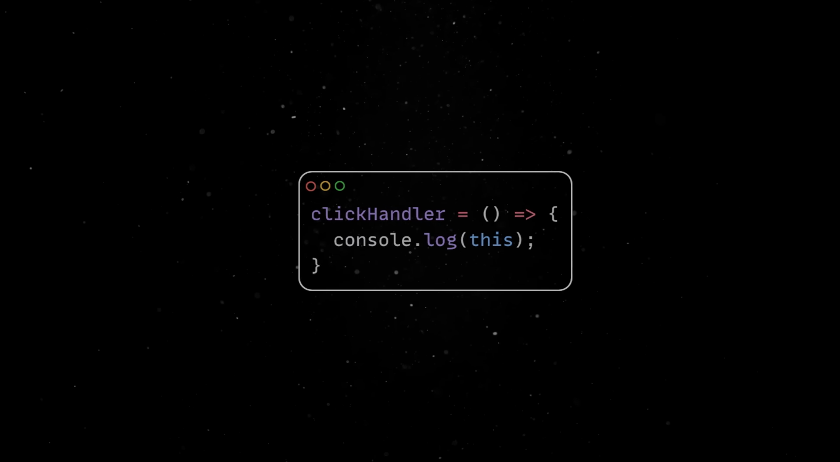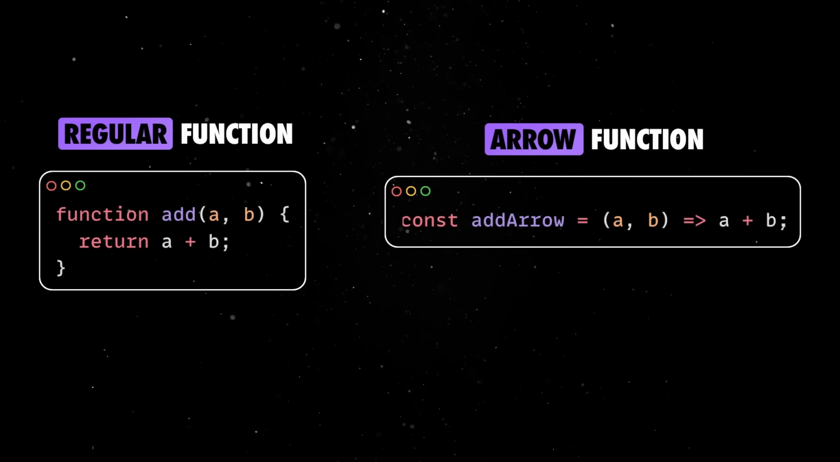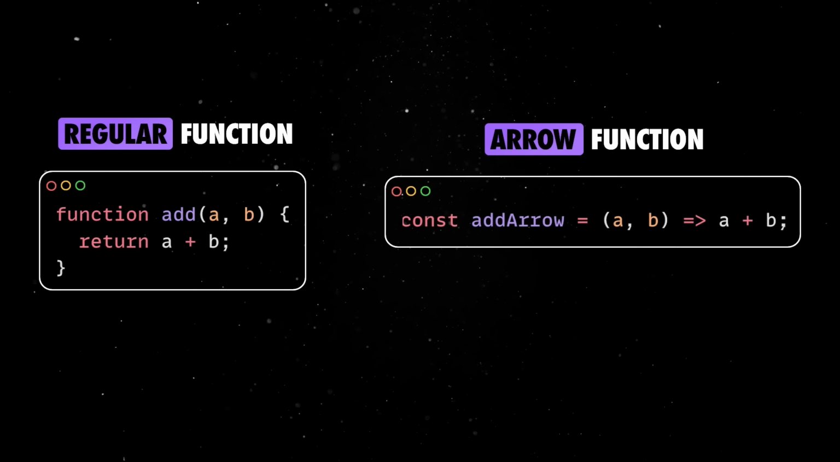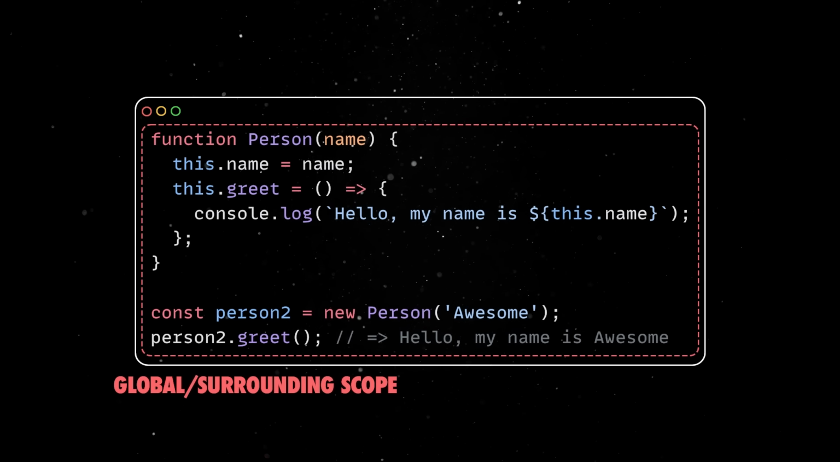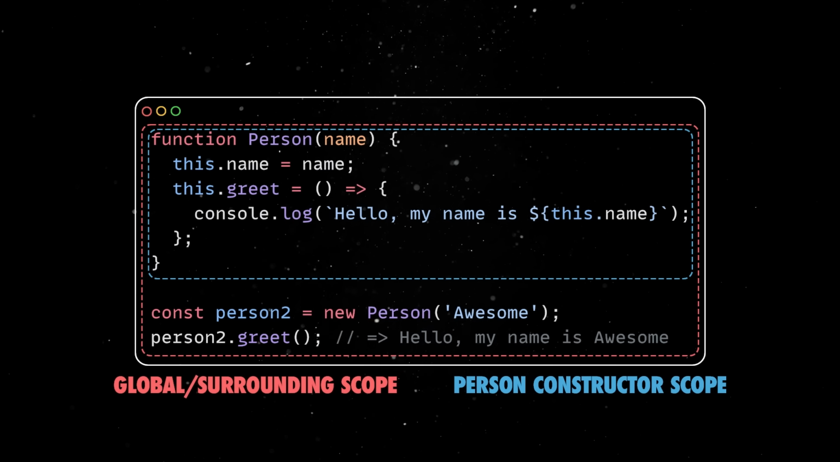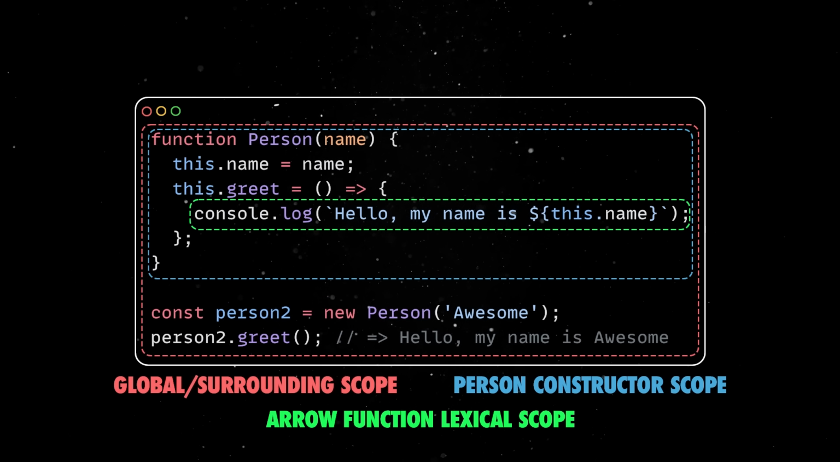Arrow functions were introduced in ES6 to make function syntax more concise and to fix some of the confusion around the this keyword. Unlike regular functions, arrow functions do not have their own context. Instead, they inherit it from the surrounding code where they are defined. This is the lexical scope we looked at earlier, so the value of this is determined by the context in which the arrow function is created, not how or where it is called from.